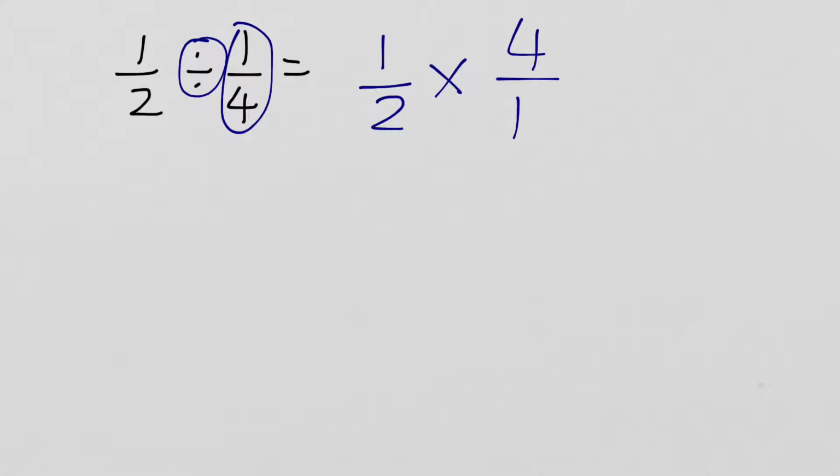So now we have a multiplying of fractions, and then you see if you can cross cancel. So yes, I can. The 2 and the 4, they can be cross cancelled. 2 goes into 2 once and 2 goes into 4 twice, and then you simply just multiply the top and multiply the bottom. 1 times 2 equals 2, 1 times 1 equals 1, so we get 2 over 1, which equals 2.